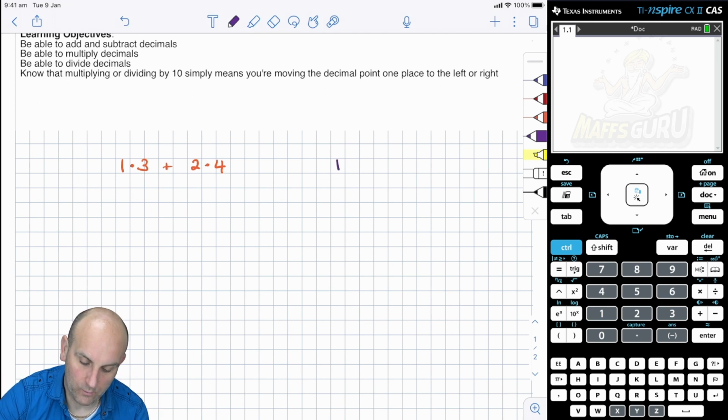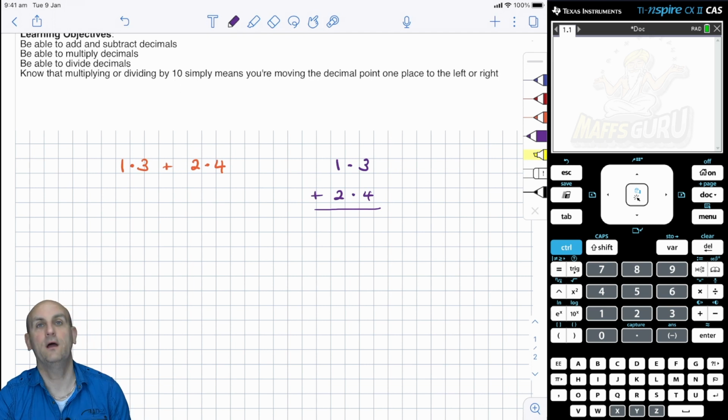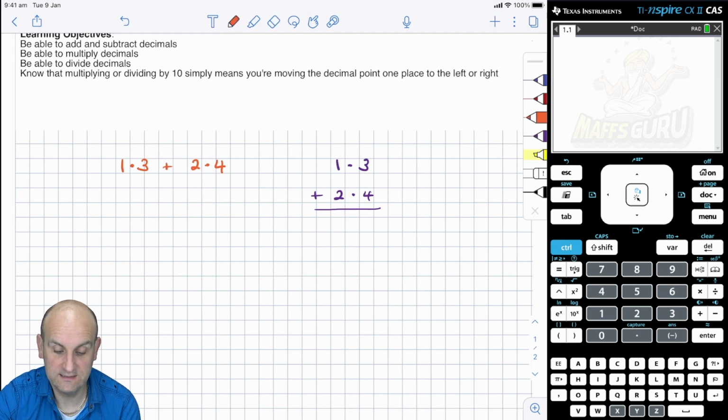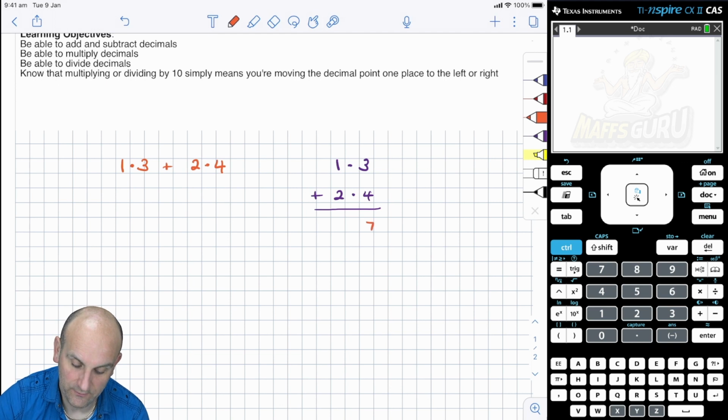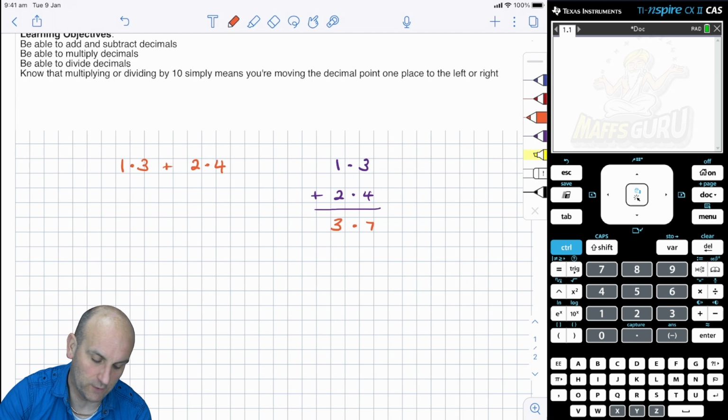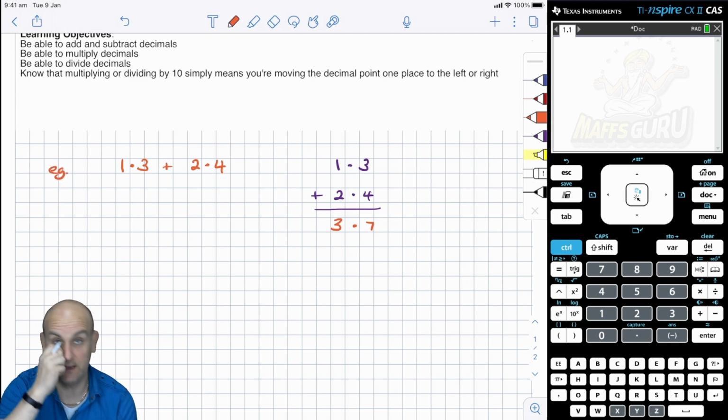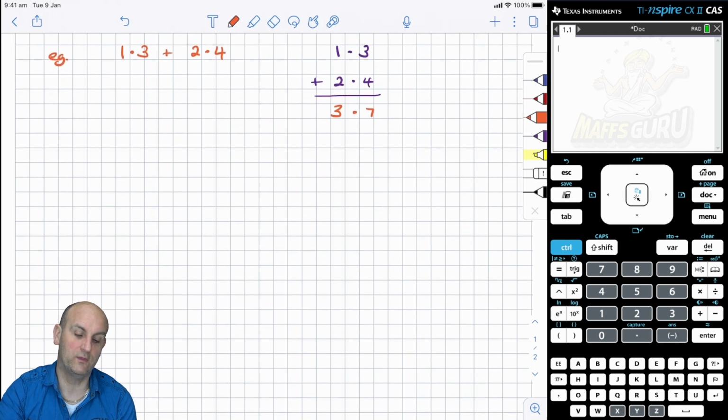So we can do 1.3, this is reminding me of junior school, and 2.4. Now I'm using boxes here deliberately, and even now I will still write my stuff out like this. All you do, as you would normally do, is add each column. 3 plus 4 is 7, the decimal point stays in the same location, and 1 plus 2 is 3. Job done, I've just added a couple of decimal numbers.